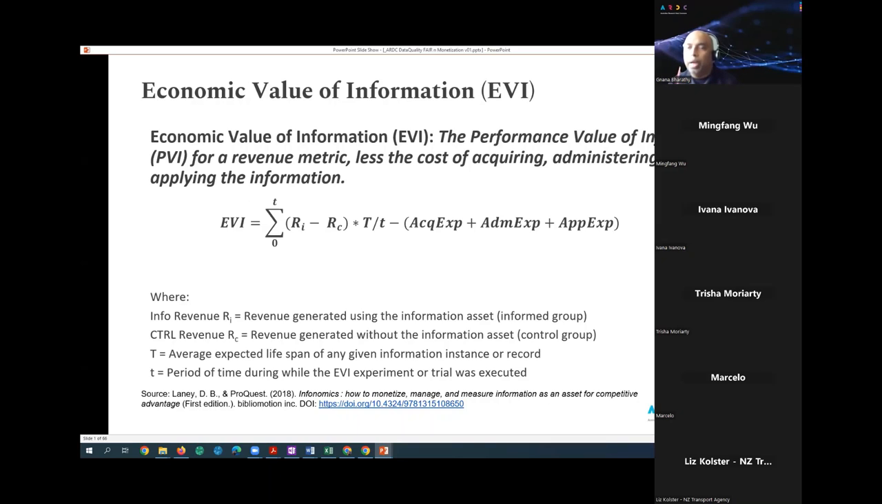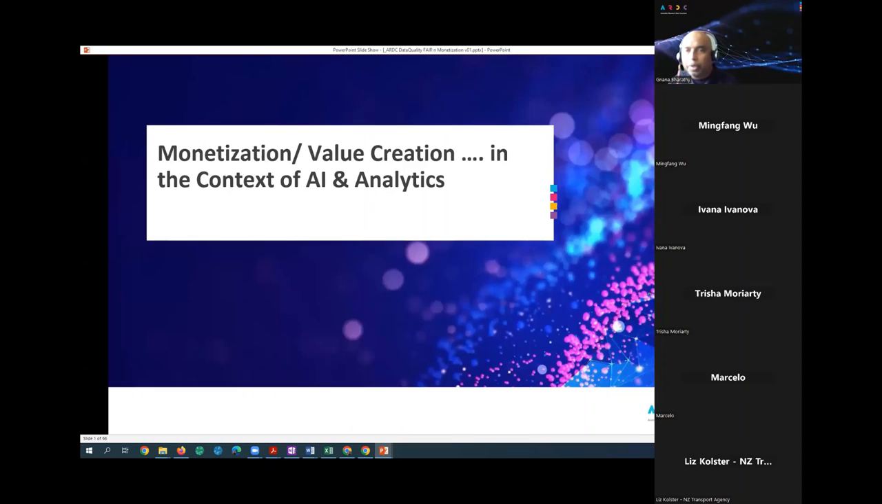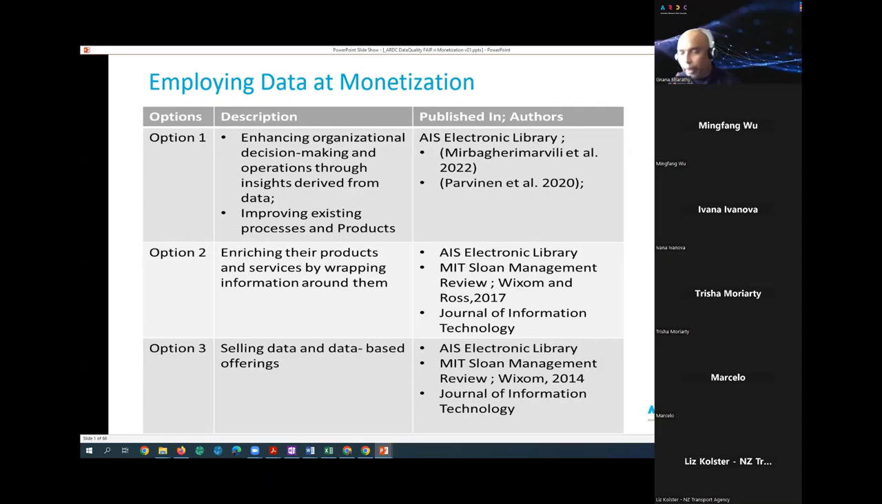But how do you actually apply this? There are three ways you can apply this or derive value from data. One, of course, the lowest option, option three, you can just simply sell the data. And option two is you can use this data to enrich the products and services by wrapping information around it, making it more relevant or more personalized, as well as providing additional information. And the first one is how it could actually be used directly in decision making or in improving existing processes, etc.